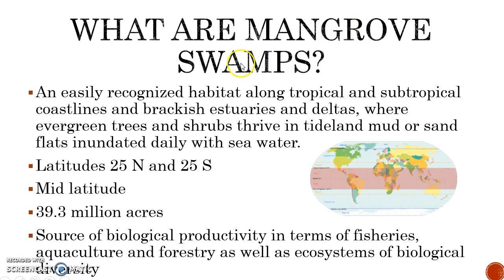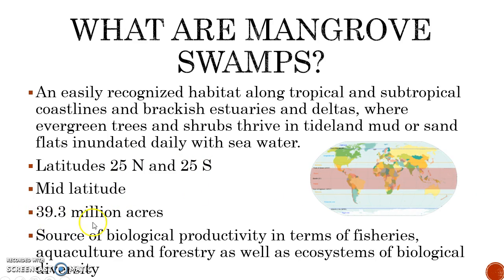Mangrove swamps are easily recognized habitats along tropical and subtropical coastlines. Where on earth are mangrove swamps located at? So if you take a look at this picture here, the middle section highlighted pink is where mangrove swamps are located at like in our planet. So geographically, mangrove swamps are 25 degrees north and 25 degrees south latitudes. This area is also known as the mid-latitude area.